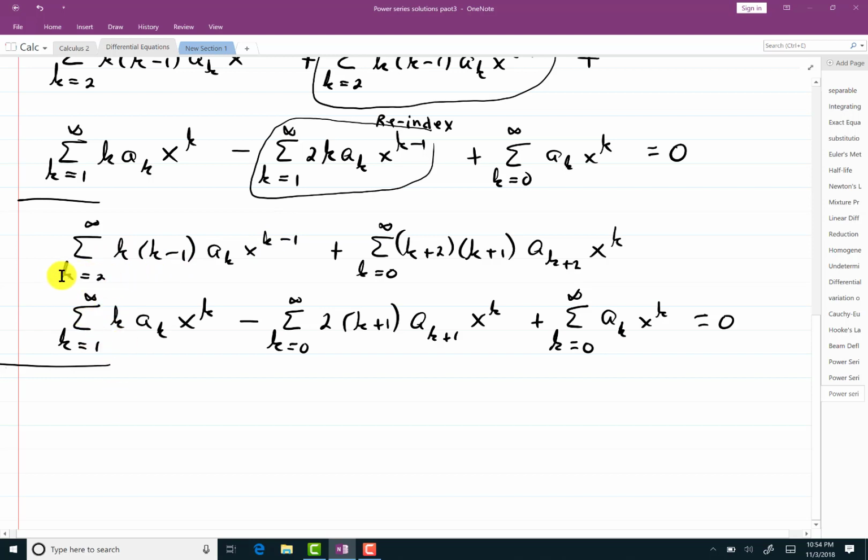So this first series, I'm going to re-index it, but I'm going to start it at 1. And then a sub k plus 1, and then x to the k. So I'm slowly building up. Everything will be x to the k oriented.